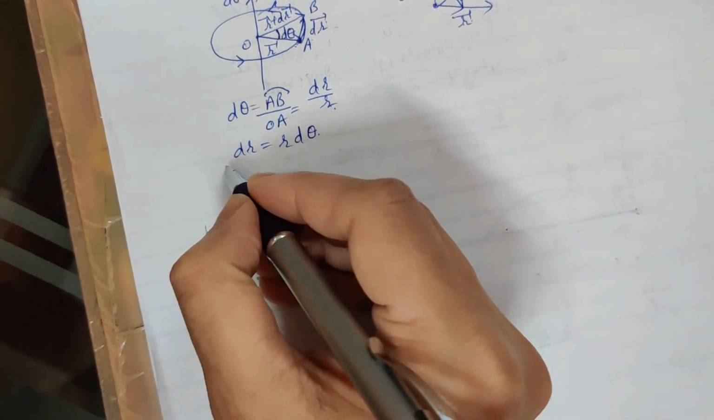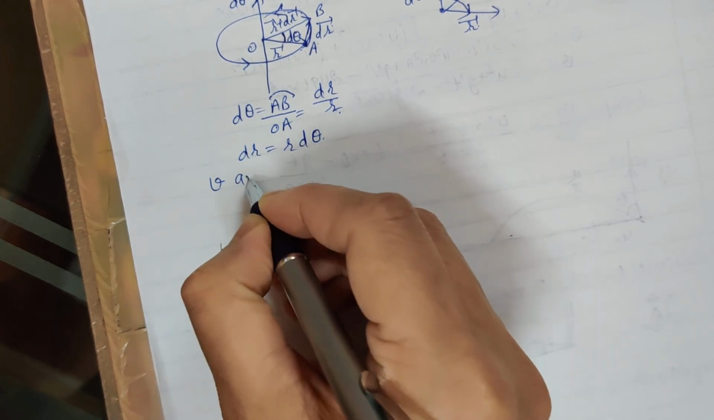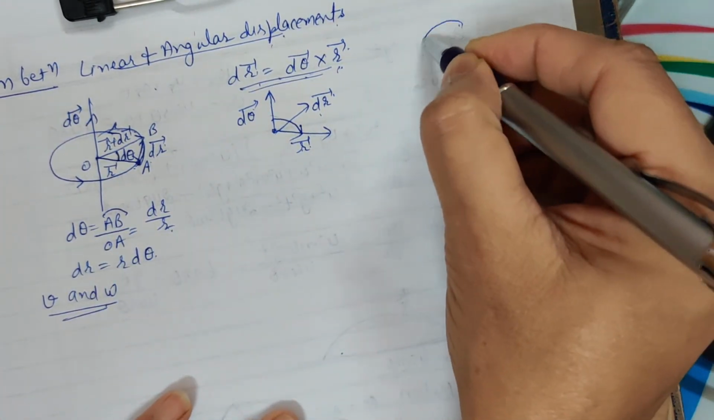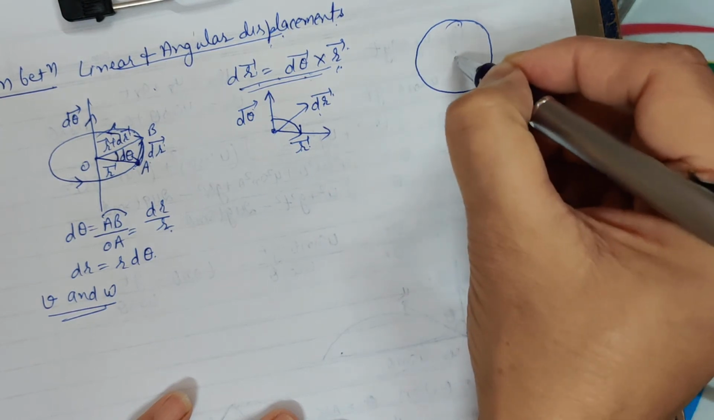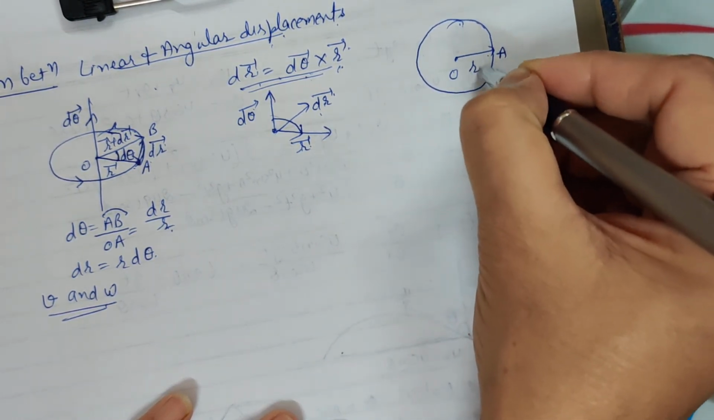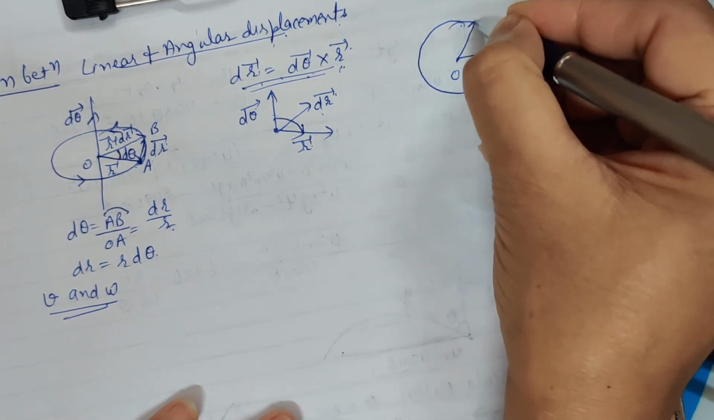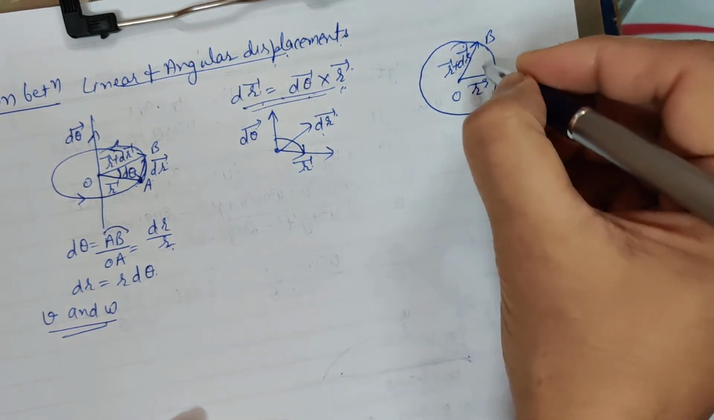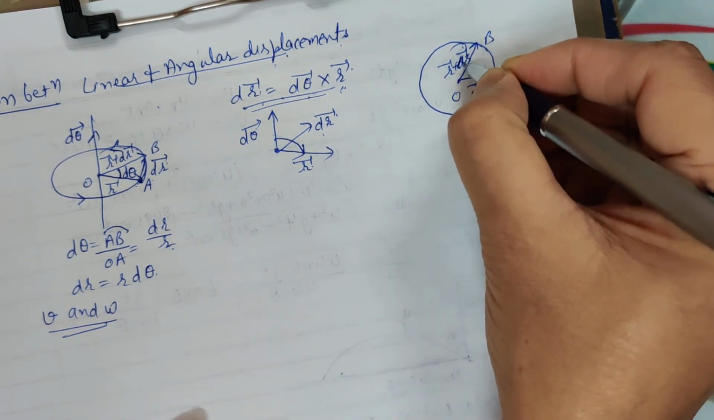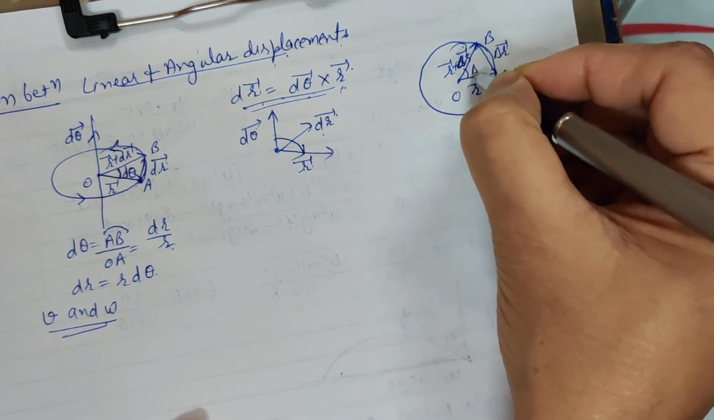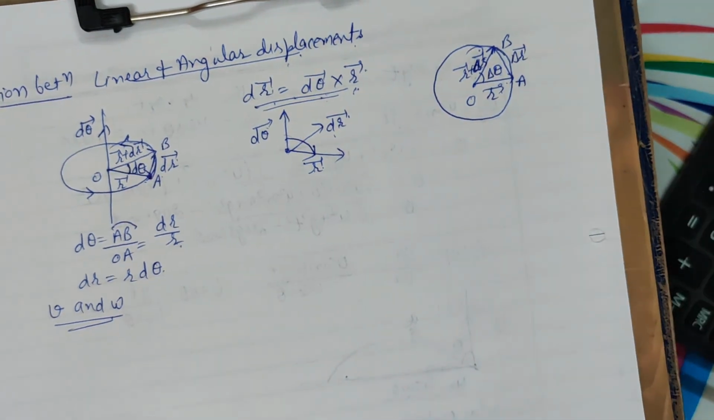Next we have the relation between linear velocity and angular velocity. For explaining this relation, we draw this diagram of circular motion. This is point O. OA vector is the r vector, and OB vector is r plus delta r vector. This is the delta r vector, and this is delta theta, the angular displacement.